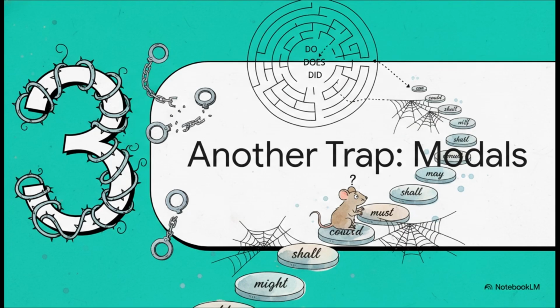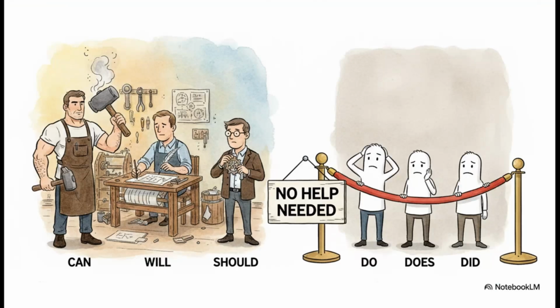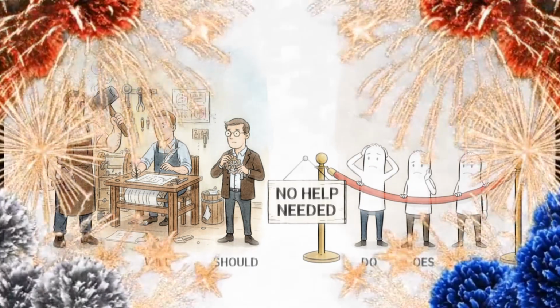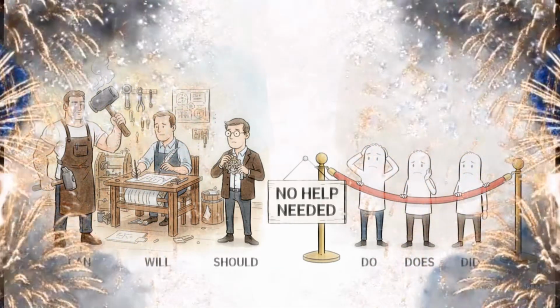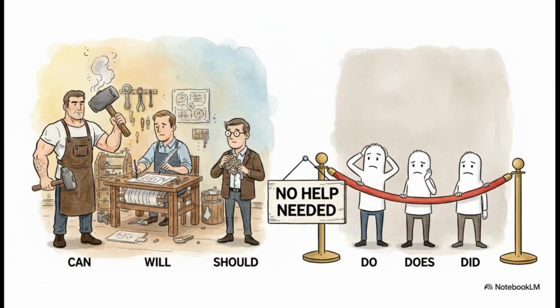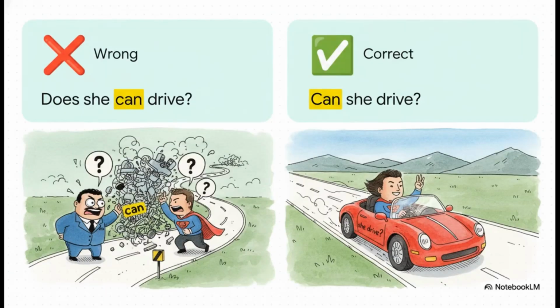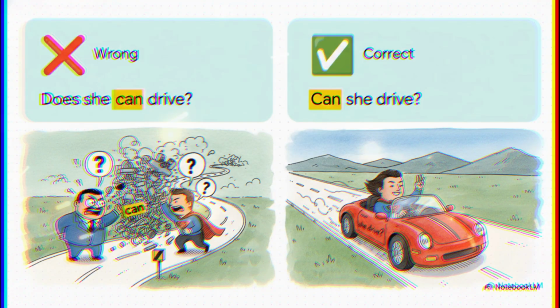Okay, you're pretty much a pro at the main rule now, but there is one more little trap we need to watch out for, and this one involves a different group of helper verbs. So here's the deal. Words like can, will, should, must, these are also helper verbs. We call them modal verbs. And they're kind of like the senior managers. They're powerful enough to do their job all on their own. They do not need any help from do. And this is exactly why you would never, ever say does she can drive. You've basically got two helper verbs trying to do the same job, and it just gets messy.